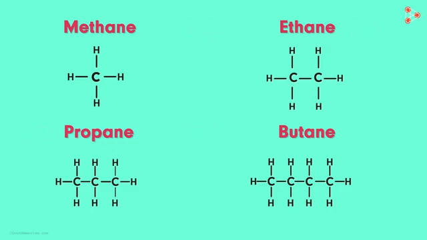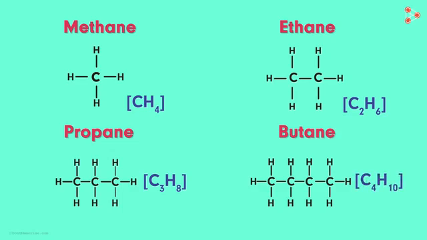To understand this, first tell me what is the molecular formula for each. The molecular formula of methane is CH4. That's right. Ethane is C2H6 and propane is C3H8. And how is butane expressed? Its molecular formula is C4H10.